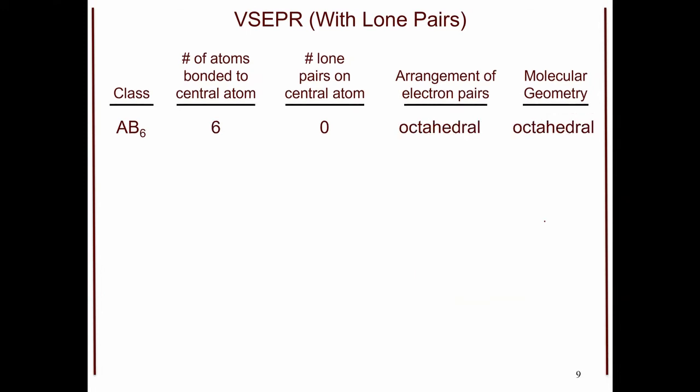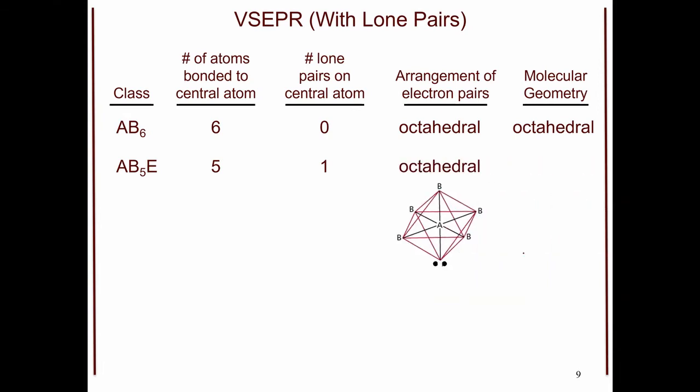The final parent that we are going to look for is the AB6 group. This was originally the octahedral family. Let us go ahead and look at the AB5E group. This means that we are going to have 5 bound atoms to our central atom. We are going to have 1 lone pair, and while it starts off as octahedral in the case of our electron pair arrangement, we are now going to get the square pyramid.